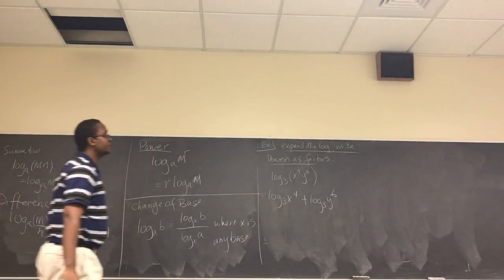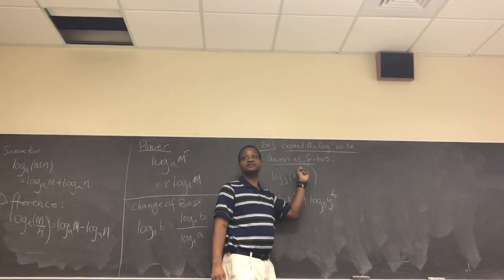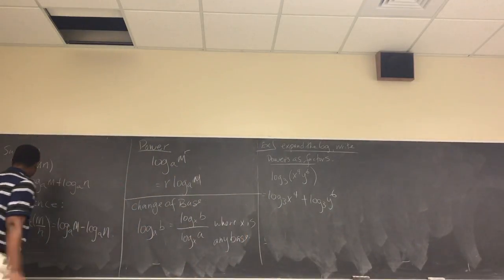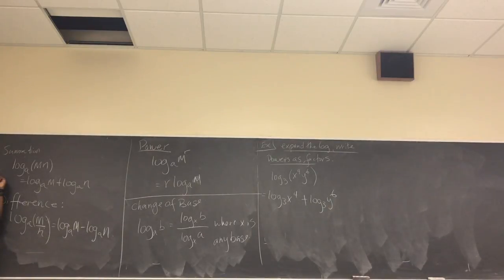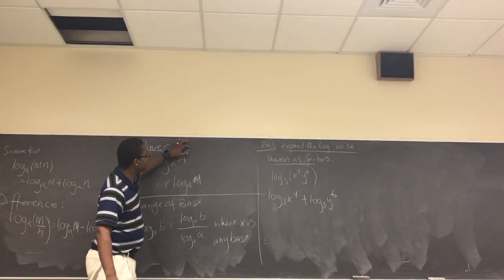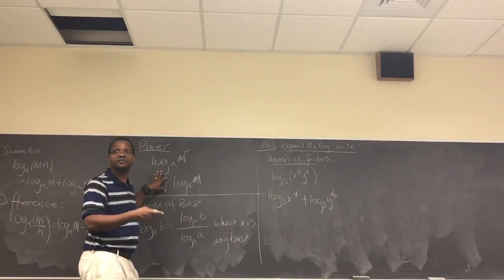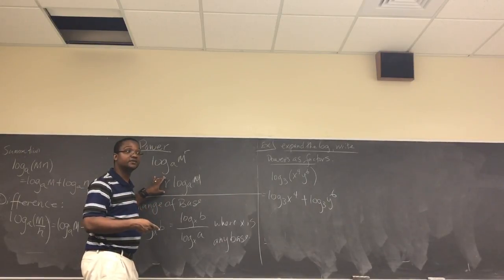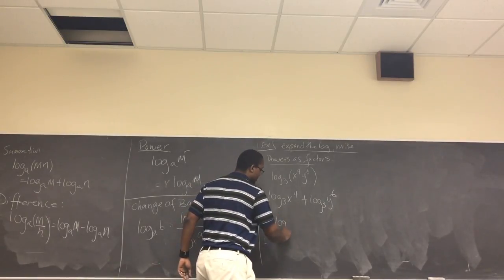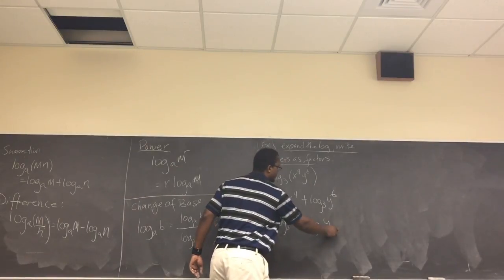It says after you expand the log, what does it say to do about the powers? Write them as factors. So which of the 4 are they using right here? Change of base, power, difference, or the summation property? The power property. If I have something raised to a power, what can I do with the power? I can make it a factor. A factor means something you're multiplying by. So I can take it out front. So this is simply 4 times log base 3 of x plus 6 times log base 3 of y.